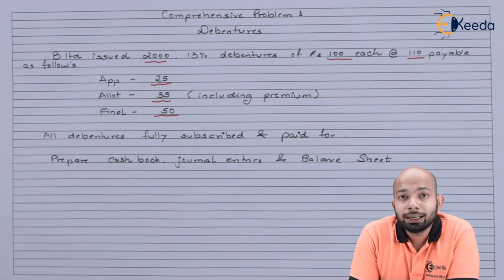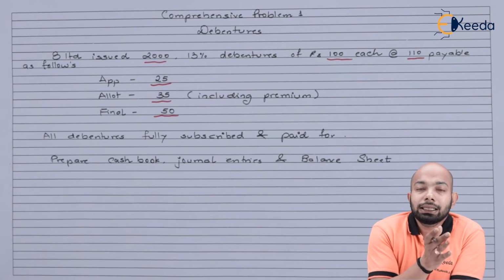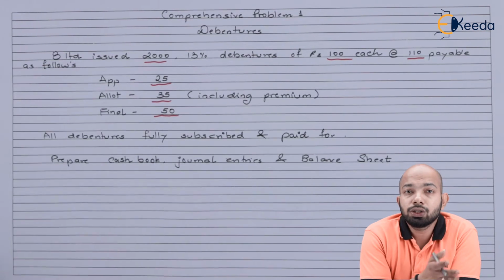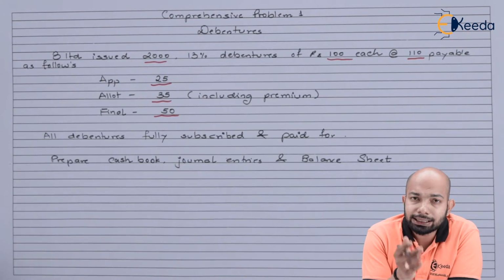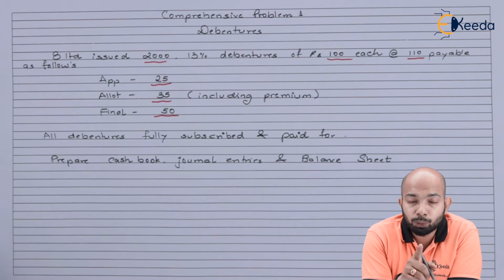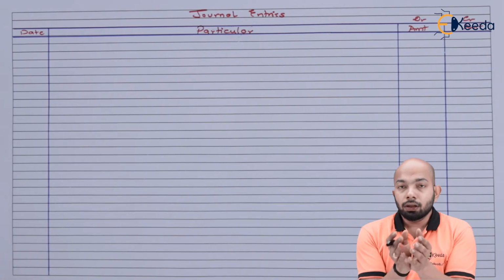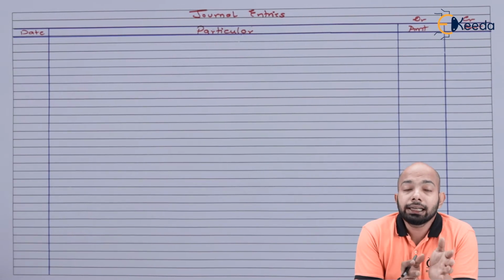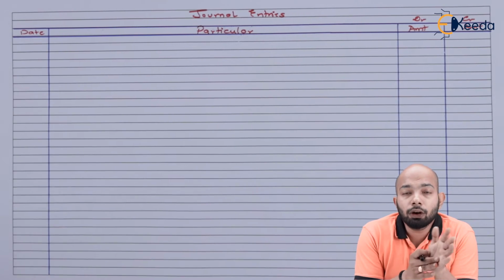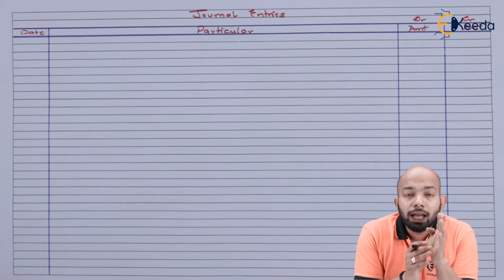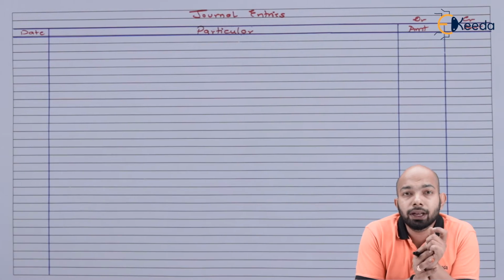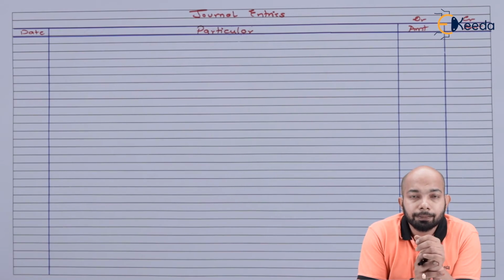We have to prepare the bank book, the journal entries and the balance sheet. These are the three requirements. So we'll first start with the journal entries for these debentures. The first entry relates to the receipt of application money. Application money is referred to debenture account, hence we'll mention similar entries here. Let's start with the same thing.